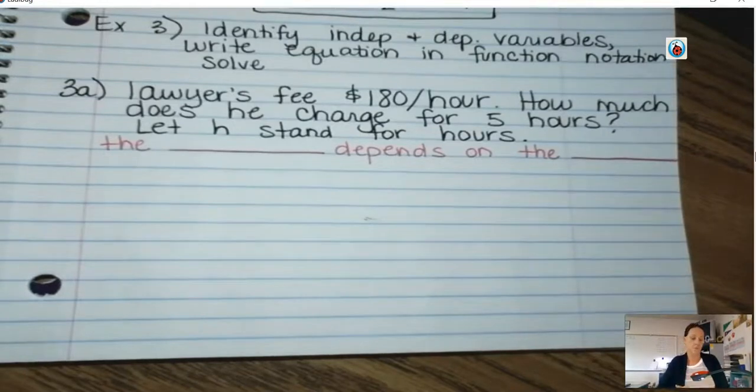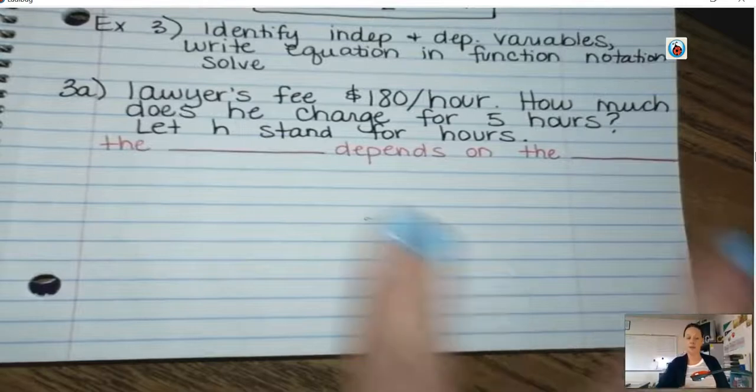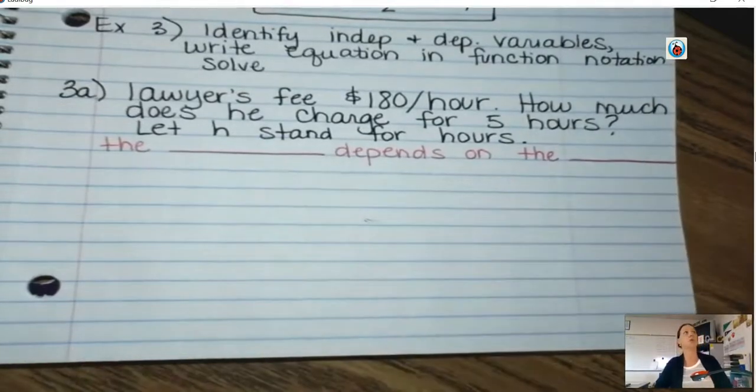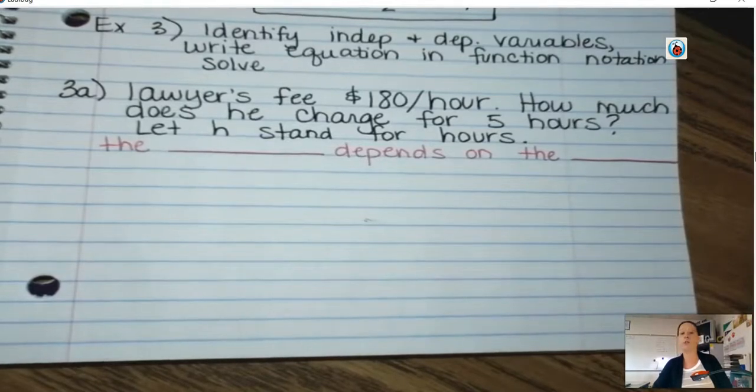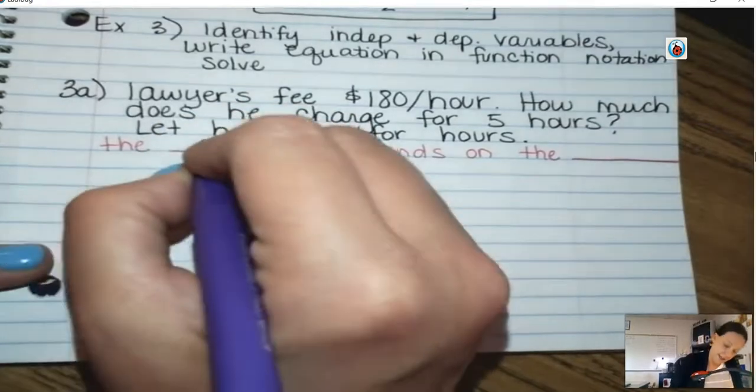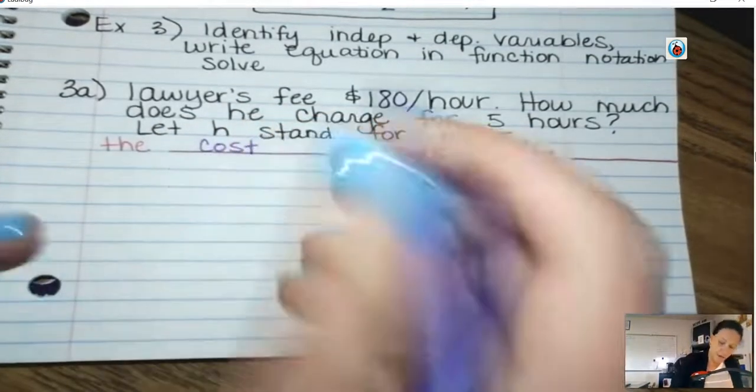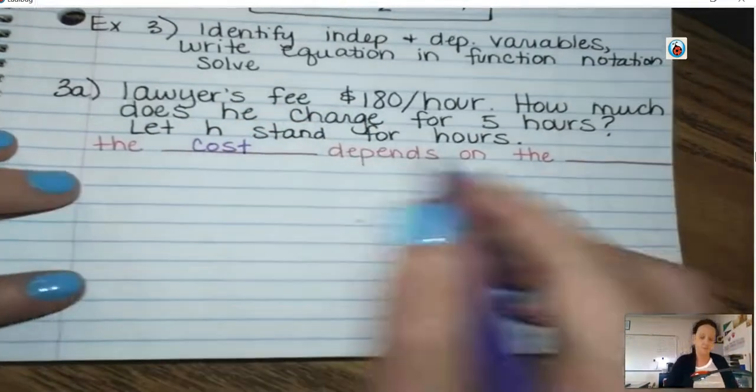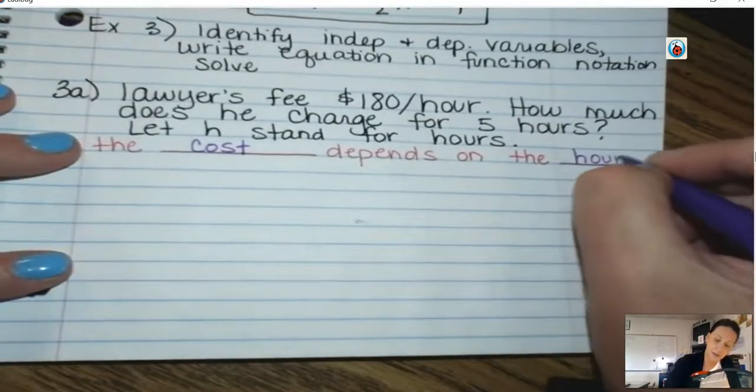Okay, we're talking about how much he charges, and then hours. So those are the two things. Figure out which word goes where. Hours and how much he charges. Figure out which one depends on which. And it should be the cost or the charge, or however you want to write that. How much he charges depends on how many hours he works for you.